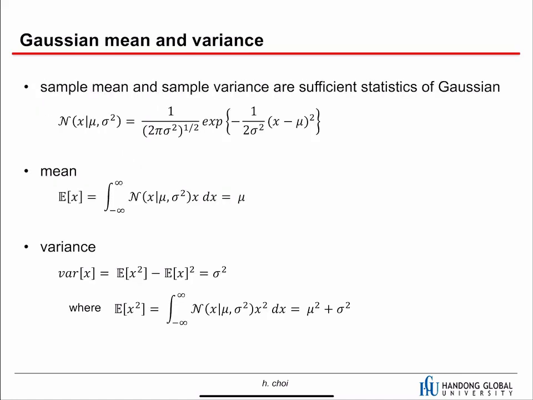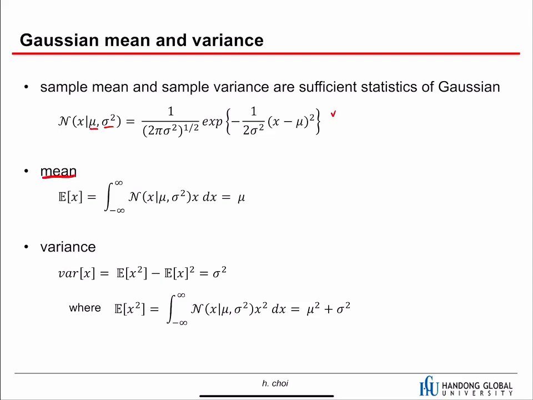And this slide is about Gaussian mean and variance. Actually, the sample mean and sample variance are sufficient statistics of a Gaussian. So as long as we can calculate the average and as long as we can calculate the variance, then we can estimate the mean and variance. Okay, then these are enough to define the Gaussian distribution. In this equation, as long as we have a mean and variance, then we can define this function.